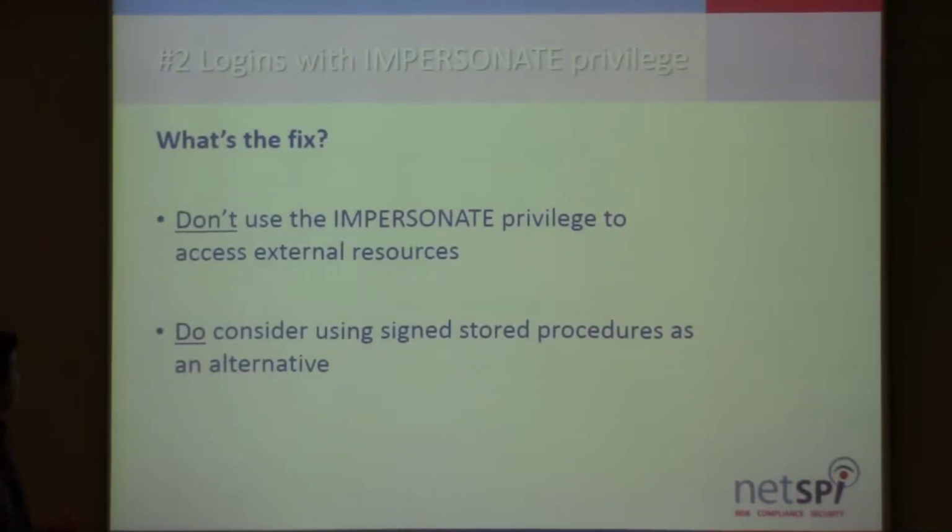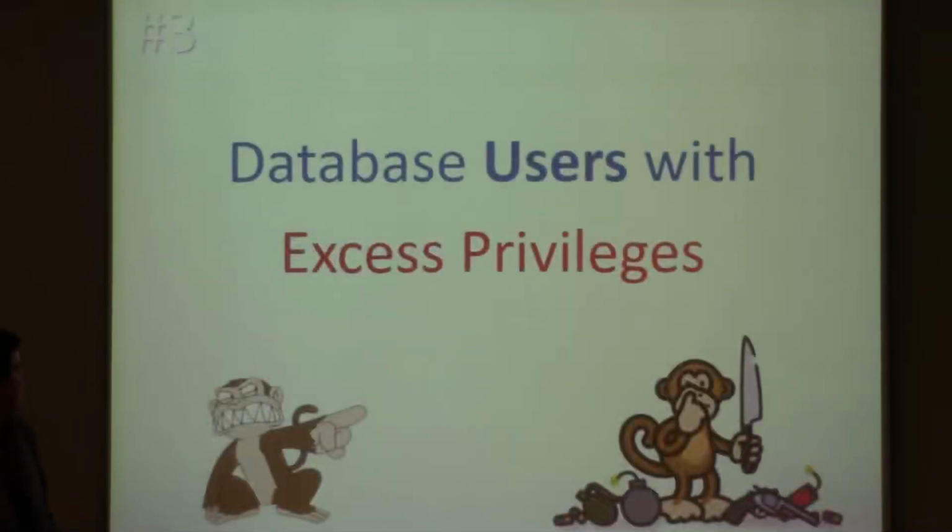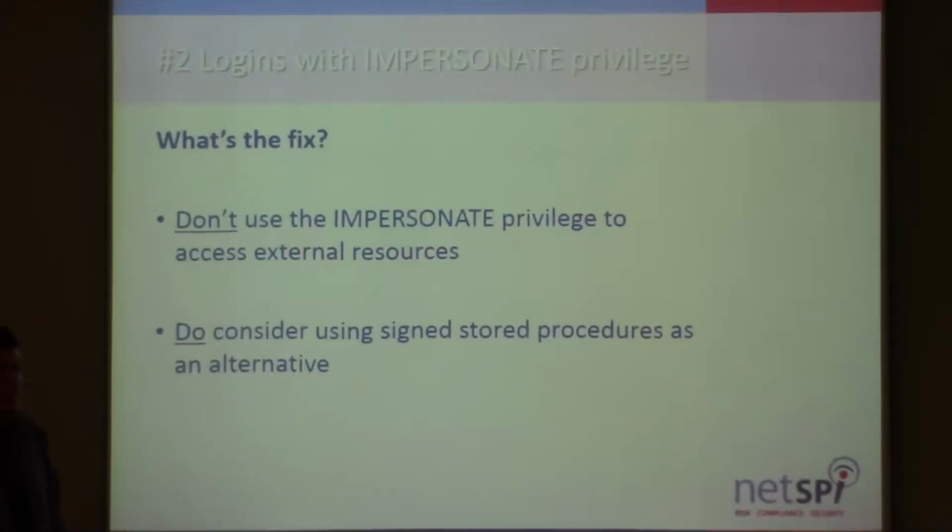Anyways, moving on. So the fix for this is just don't use the impersonate privilege. It's not intended to be used as a way to escalate your privileges in a database. You should be focusing on other methods. My favorite method is creating a procedure and then signing it, and then mapping that certificate to a user that has privileges to whatever you need. I think I laid that out in detail later, so I know that sounds confusing now, but it will make sense in a minute.